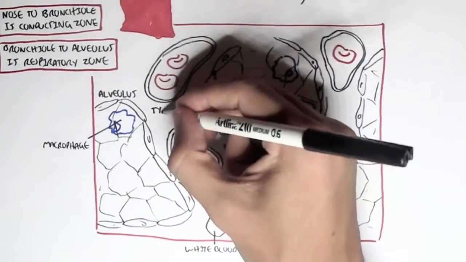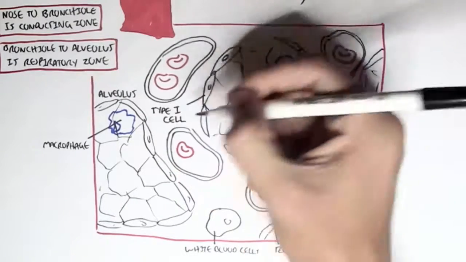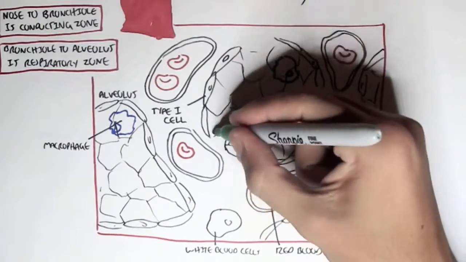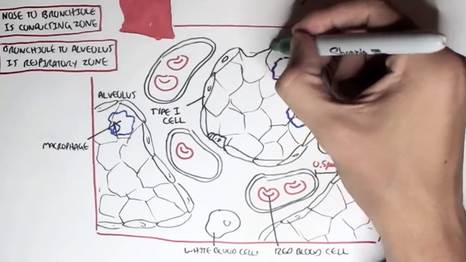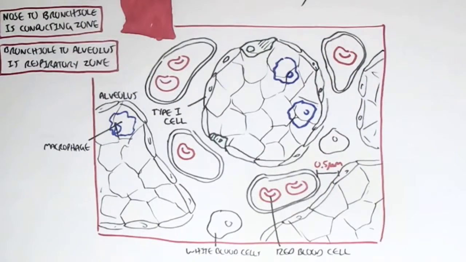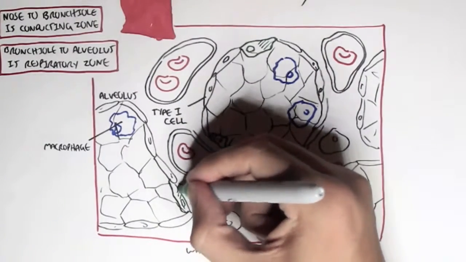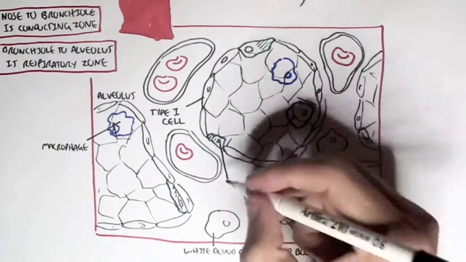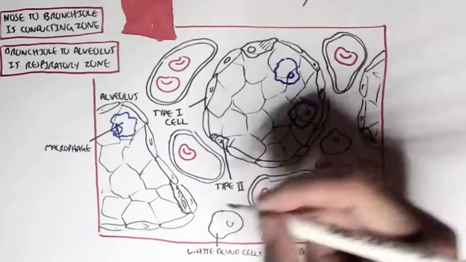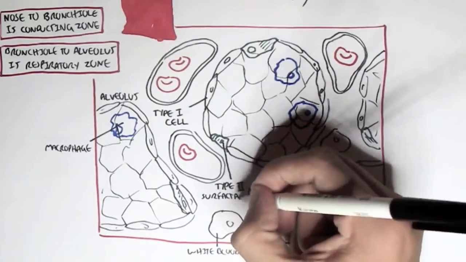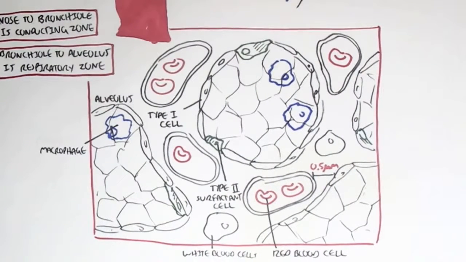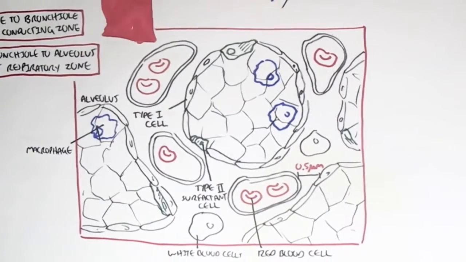The alveolus itself consists of two main types of cells. The type 1 alveolar cell, which is basically a simple squamous epithelial cell. It is thin, which allows for easy exchange of gas, easy exchange of oxygen and carbon dioxide. The second type of cell is known as the type 2 alveolar cell, or the surfactant cell. Surfactant cells secrete surfactant, and they reduce surface tension in the alveolus, which means that the membranes can separate more easily, allowing for easier gas exchange.